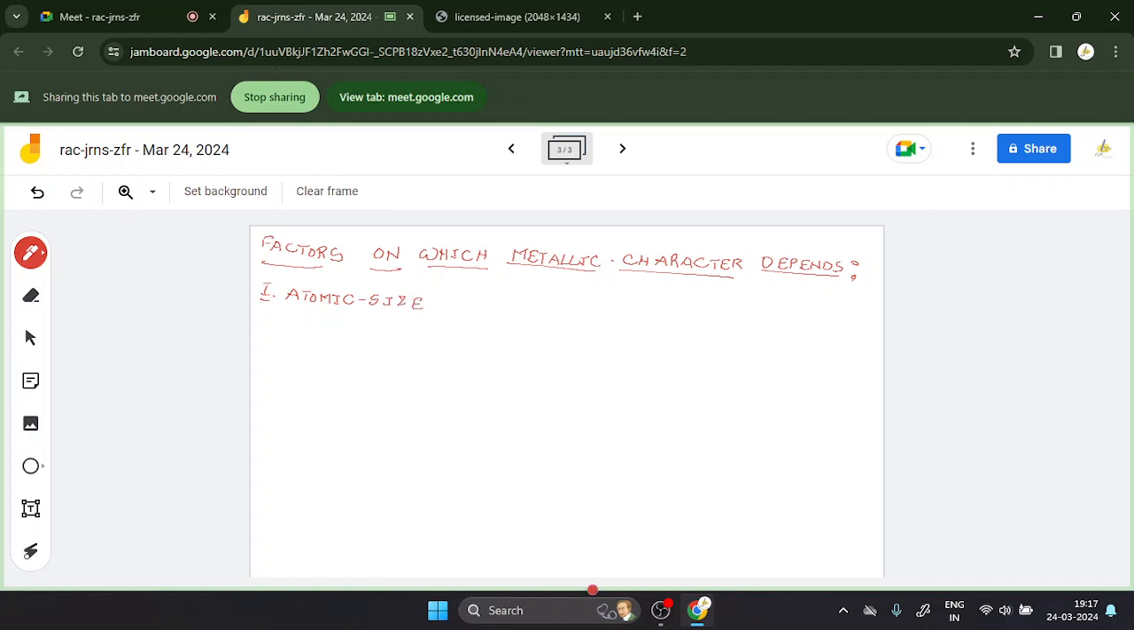Always remember, when the atomic size is bigger, there will be more outermost orbits, more shells, and lesser nuclear pull. So electrons can be removed easily from the valence shell. Therefore, when the atomic size is greater, the metallic character will also be greater.